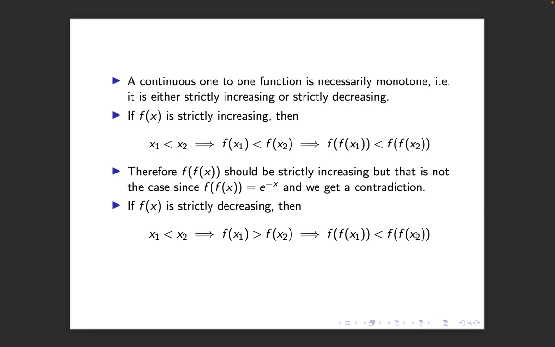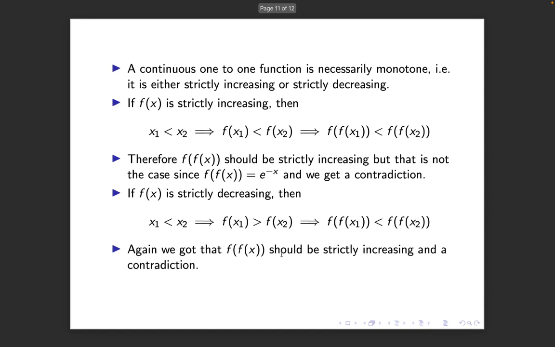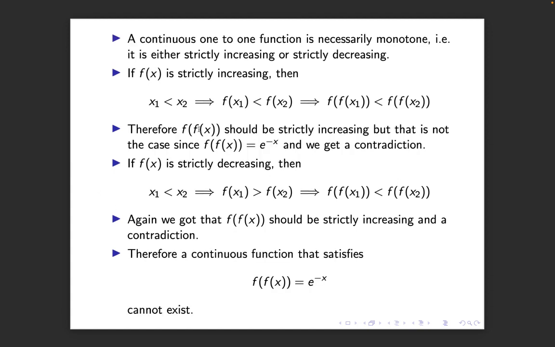So in conclusion, if x1 is less than x2, f of f of x1 will be less than f of f of x2. Again, this will show that f composed with f is strictly increasing. And that's again a contradiction because f composed with itself of x is equal to e to the minus x, which is not a strictly increasing function. So if such a function exists, it has to be either strictly increasing or strictly decreasing. However, we proved that there is a contradiction in both of the cases. So the conclusion is that such a continuous function f of x that satisfies this condition cannot exist.